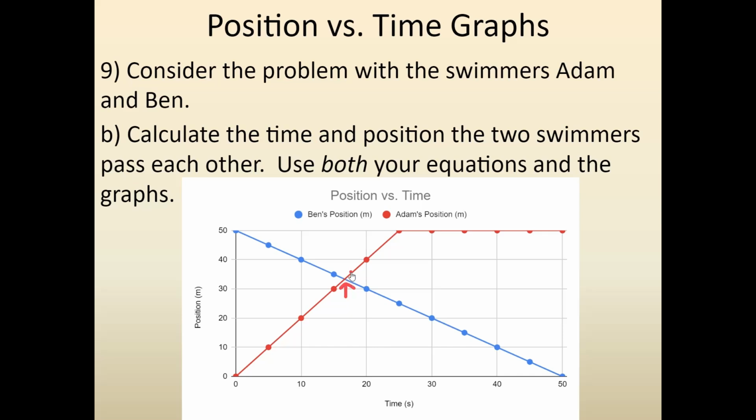Now, if we had more accurate graphs, then we'd be able to tell this point a lot better. In fact, if you had a graphing calculator and you actually graph these two lines, you can use the intersection function on your graphing calculator to actually figure out exactly where these two lines cross. So just keep this in mind, that this is something that you actually have at your disposal to answer some of these position versus time graphs.